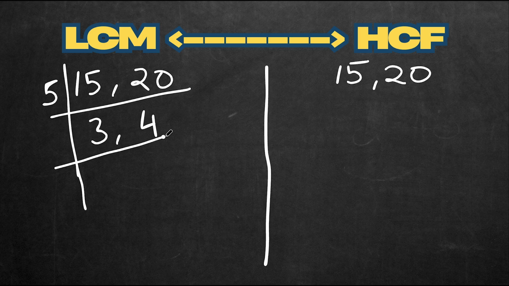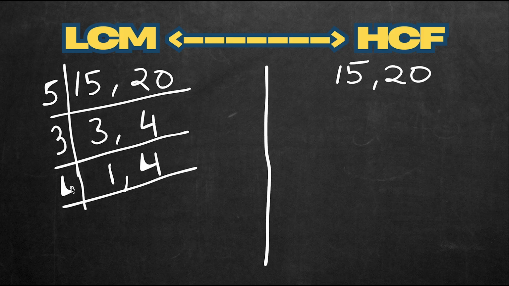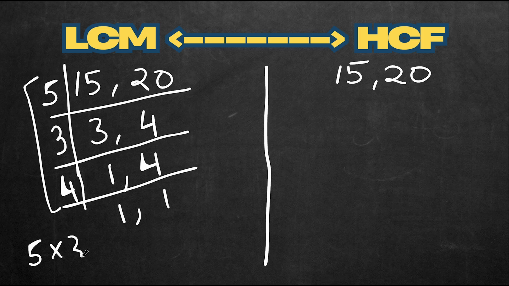Now just for the sake of simplicity, let's also keep going with the division. For example, I know 3 cannot divide 3 and 4 both, so let's just divide 3 for now and make it a 1, and 4 comes down as it is. And now let's divide 4, 1, and let's bring this 1 down as it is. Now these three, when you multiply them together, will be your LCM. So 5 times 3 times 4 is 60. So 60 is the smallest number that is there in the table of 15 and 20 both.